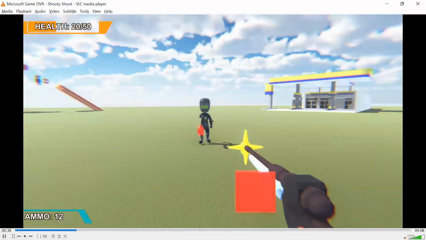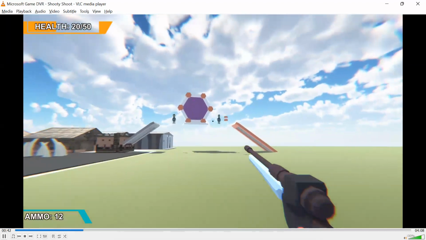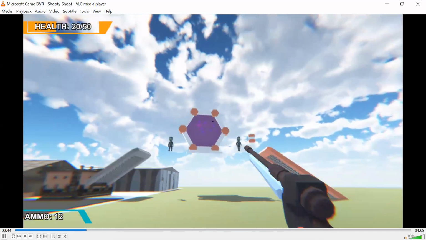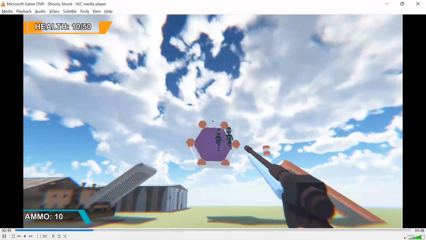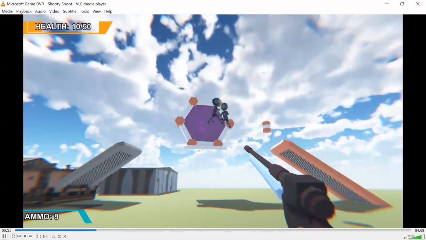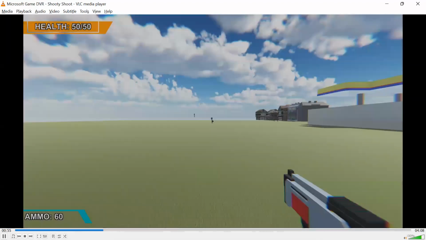modeling environments using SketchUp and all that. This whole environment was actually modeled using SketchUp. And also, SketchUp was actually used in modeling the entire environment.